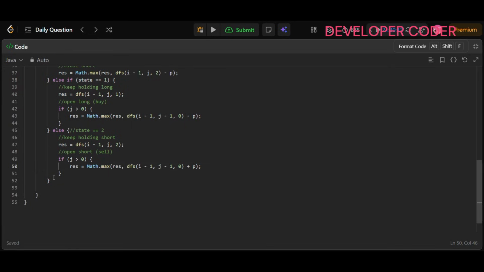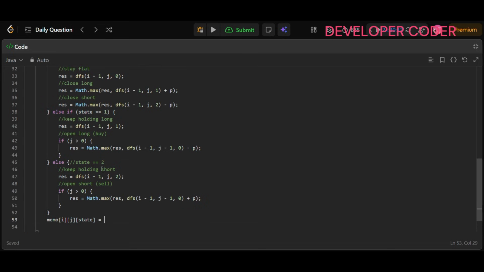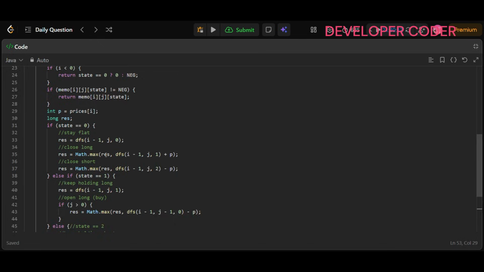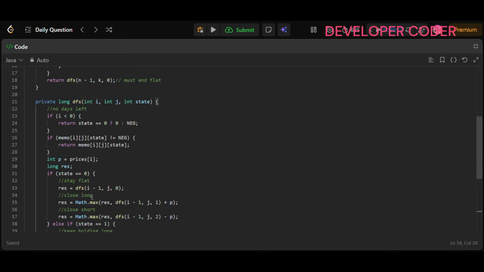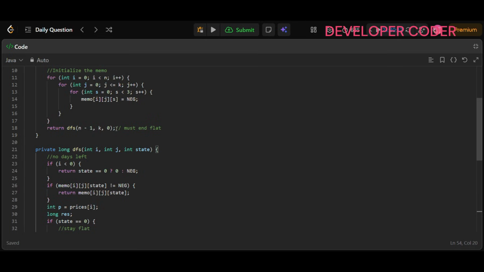That's it. And here I will update the value in my memo, memo of this i, j, and state. See, every time in all these cases, result is getting updated again and again. So I will just store the value of the result for all these states, and from here I'm simply returning result. That's it. So in the end I will get this value, and I will return this value.